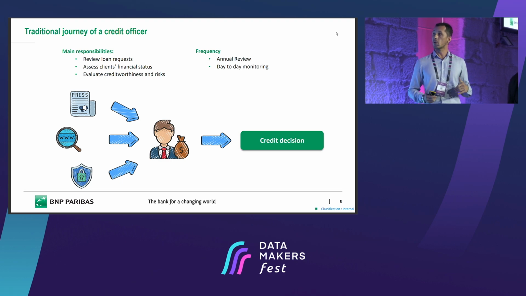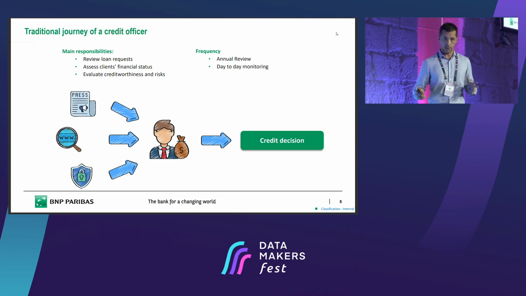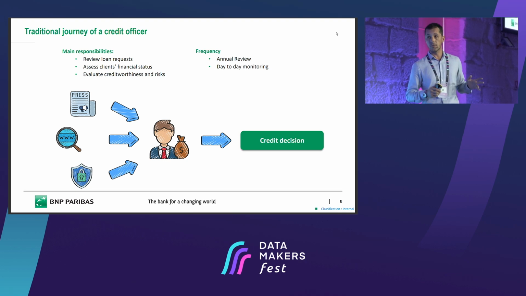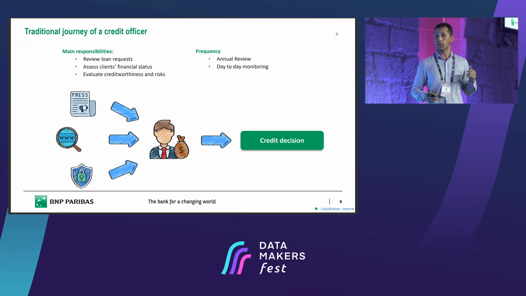Okay. So right now, every credit officer is an expert in their field, but not really in machine learning and data science. So basically, they would go to different websites, get some information from newspapers or other sources, and then make a credit decision. So we wanted to bring some technology here to reduce the time to market for decisions.